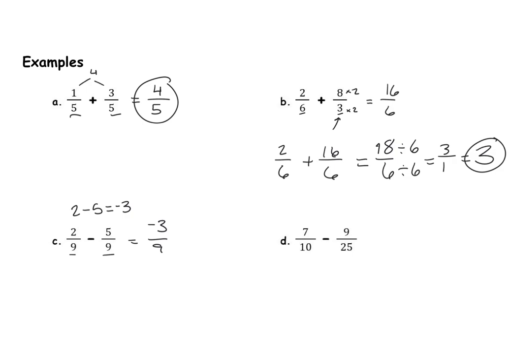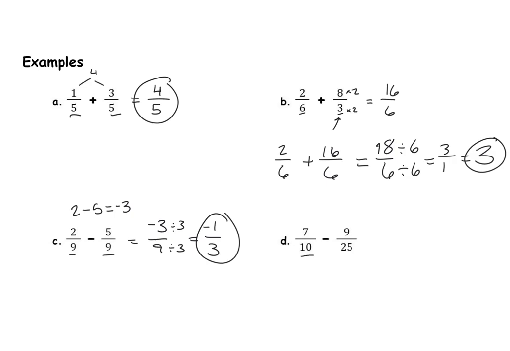Okay, simplifying works the same. We're looking for a common thing we can divide out. That would be a 3, leaving us with -1/3. That is our most simplified fraction, and our answer there.